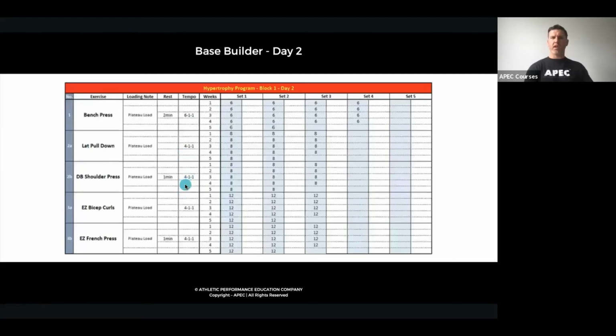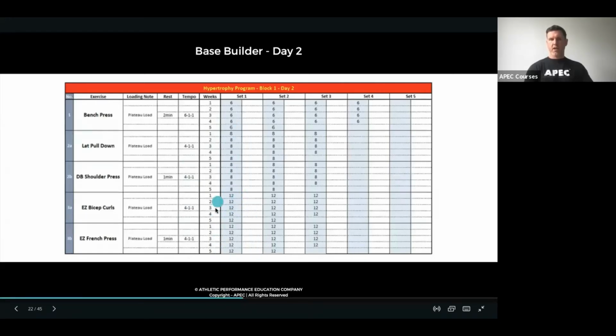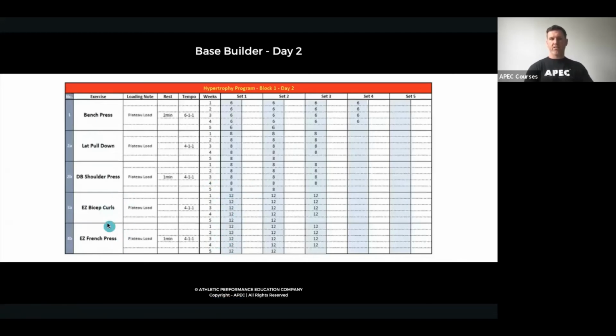We're really working on building time under tension during this program. Okay, and you can see how high the reps are here, trying to induce a lot of metabolic stress in these smaller muscle groups at the very end of the program.